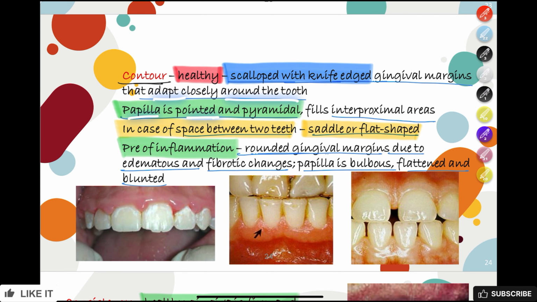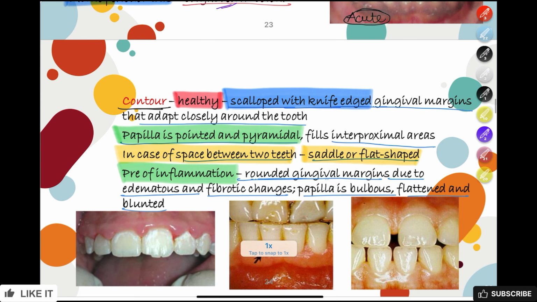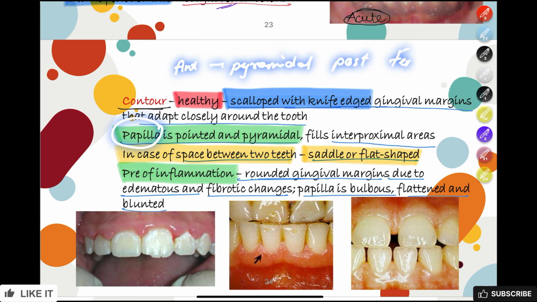Papilla is pointed and pyramidal. In normal gingiva, the papilla is pointed. The papilla is pointed and pyramidal. How does it appear? Pyramidal. One thing to note is that the papilla in the anterior region appears pyramidal, while in the posterior region it appears tent shaped.